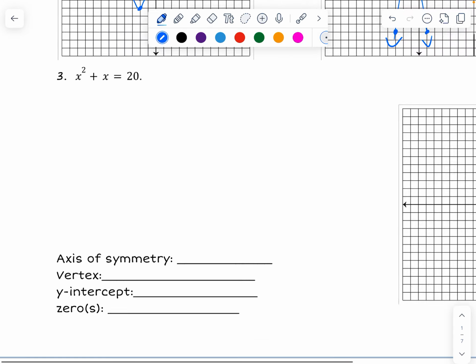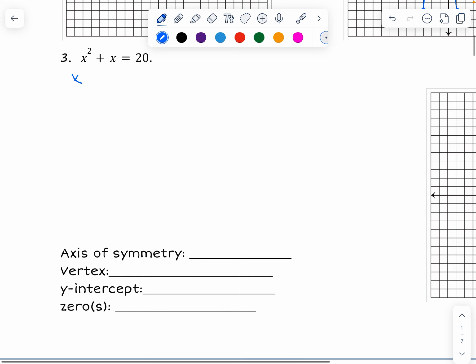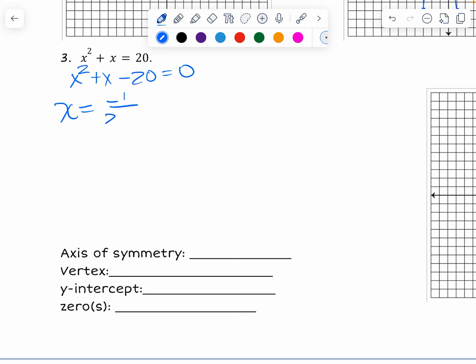Oh, I don't even have to graph. I just want to know the information. So x squared plus x minus 20 equals 0. So my axis of symmetry is going to be x equals negative b over 2a. So x equals negative 1/2.